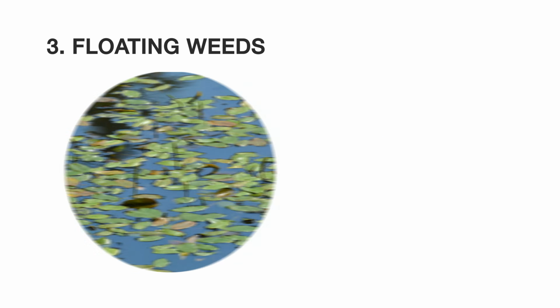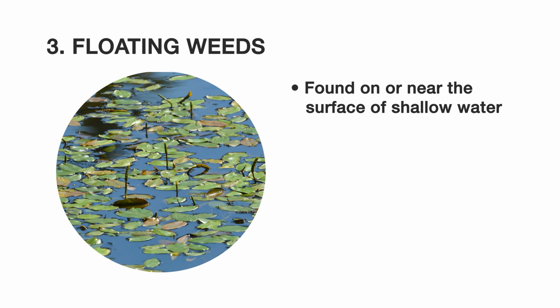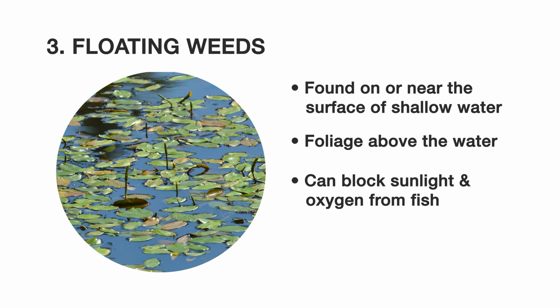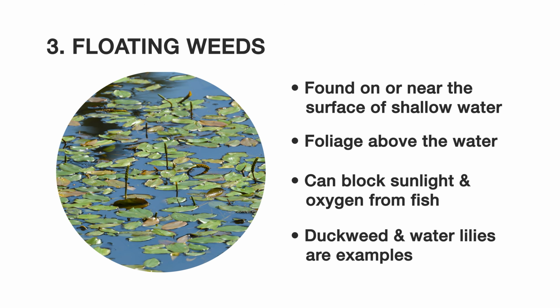Third, floating weeds are found on or near the surface of shallow water with foliage above the water. They can cause problems for fish by blocking sunlight and oxygen. Duckweed and water lilies are common examples. After identifying what weed you're treating, select a product labeled for that weed.